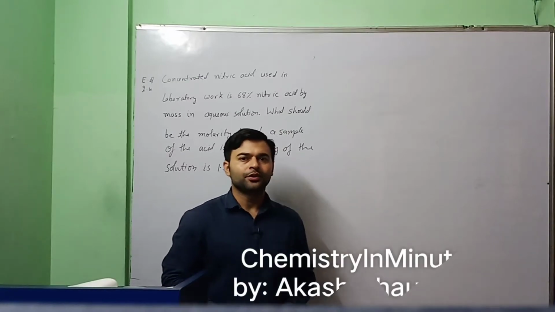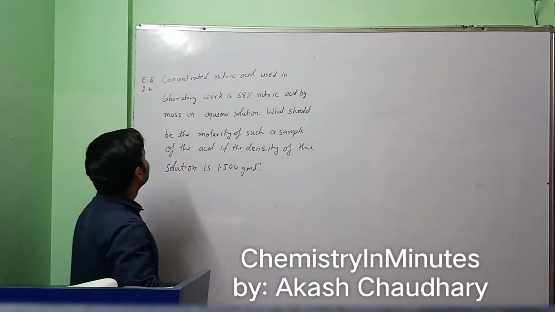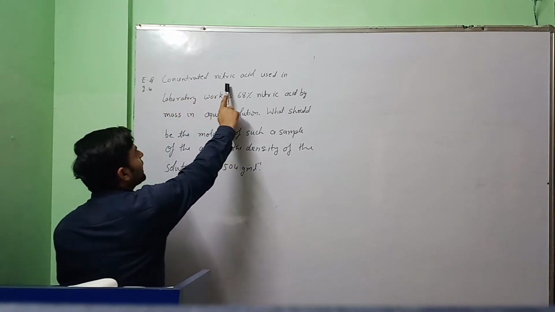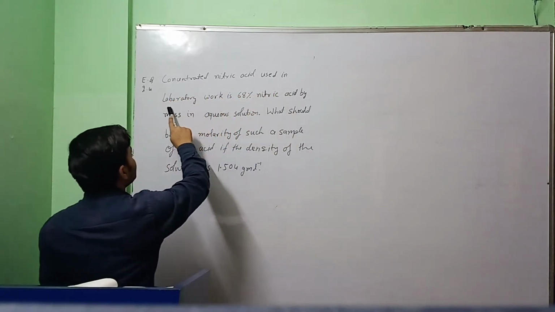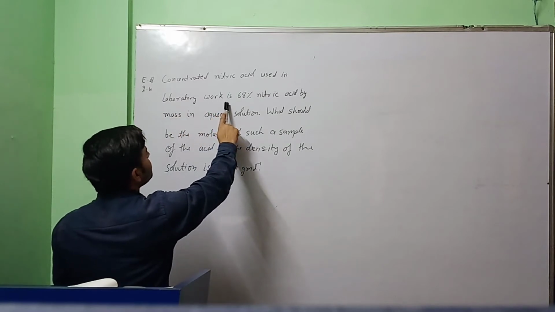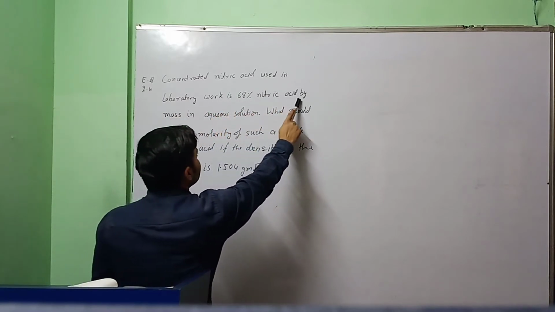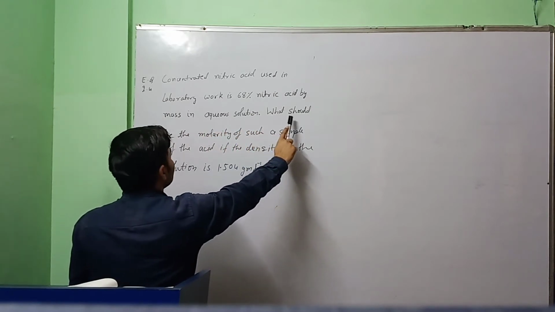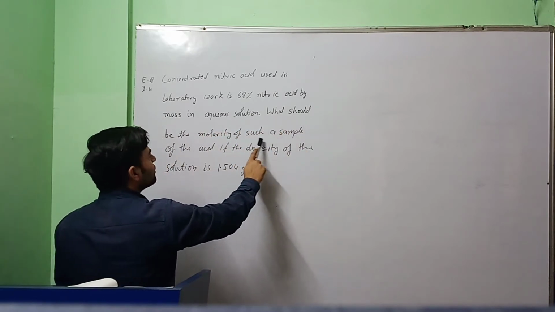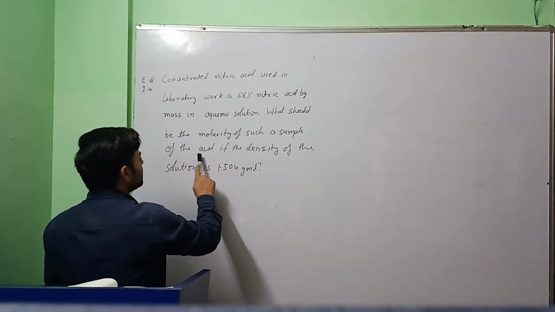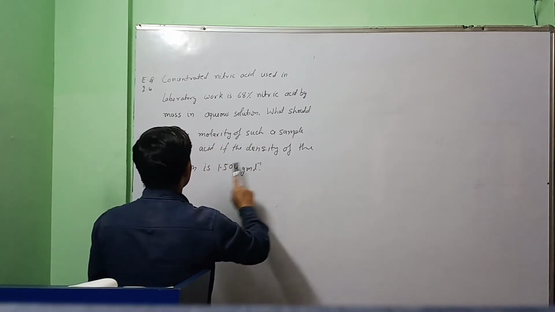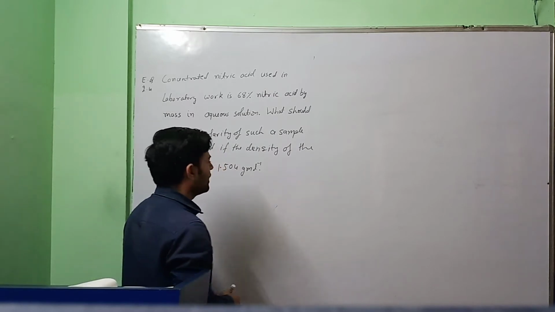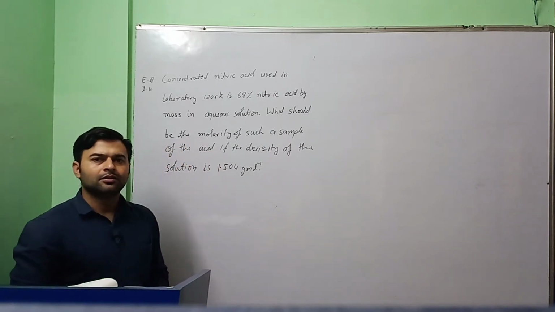The question now we have on the board is exercise question 2.4. Concentrated nitric acid used in laboratory work is 68% nitric acid by mass in aqueous solution. What should be the molarity of such a sample of the acid if the density of the solution is 1.504 gram per ml?